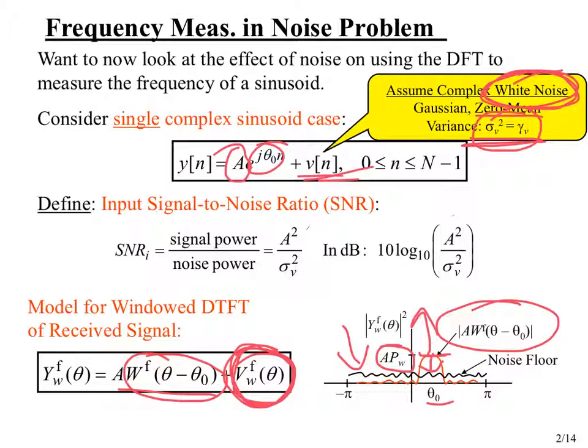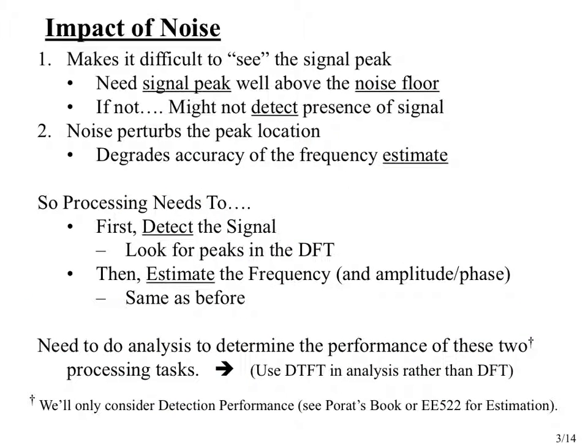Our goal is to try to figure out, for a given scenario, so for a given input SNR, how do we make sure that the peak pops up above the noise floor? What can we do? What are our tools? What are our levers that we can push to make this happen? That's our goal, is to understand that. And so let's go to the next slide.